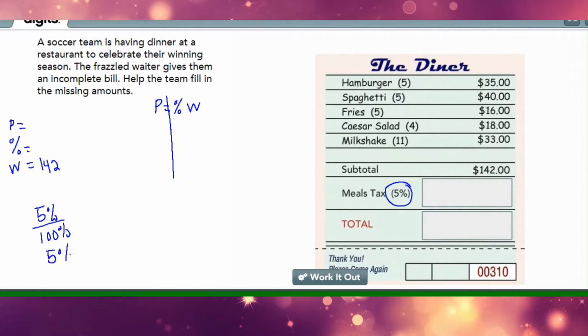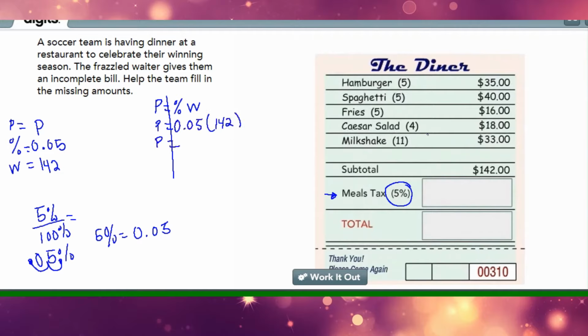So percent to decimal, you divide, or you move the decimal point 2 times to the left. So the decimal form of 5% is 0.05. So we're going to use 0.05 when we substitute it into our equation. Our part is unknown, so I'll use a variable. And in this case, the part, when we get the dollar amount, will represent the meals tax. So let's go ahead and substitute that information into our equation.